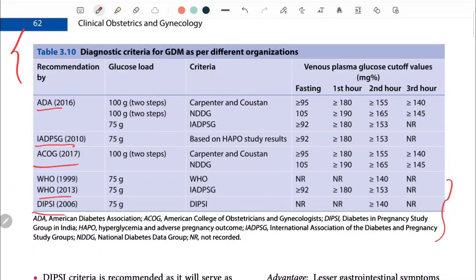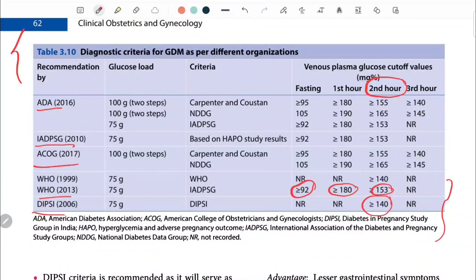So DIPSI is very simple: 75 gram, and a second hour venous sample alone is taken, and the cutoff value is more than or equal to 140. According to 75 gram IADPSG, the values are more than or equal to 92, 180, and 153. And according to WHO, it is just greater than or equal to 140 in the second hour venous sample.